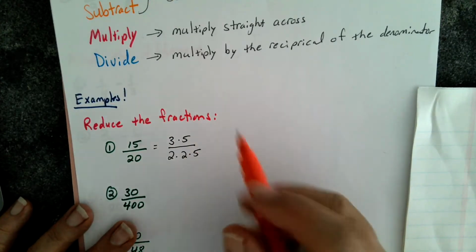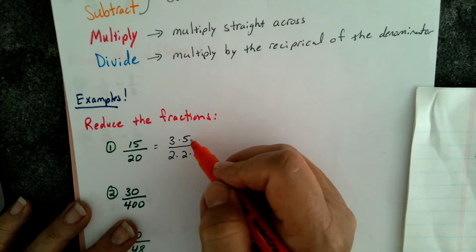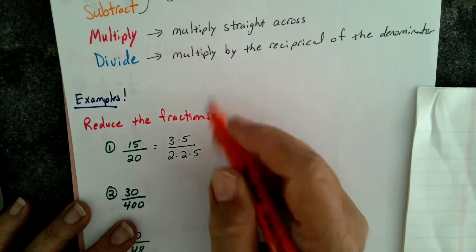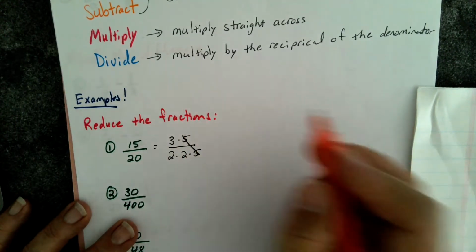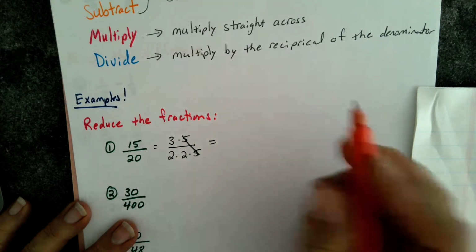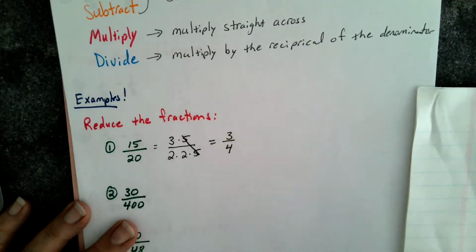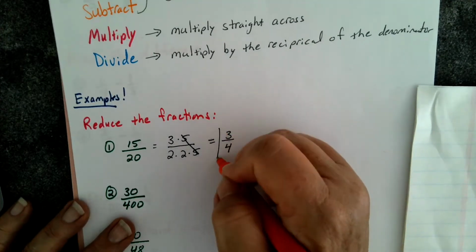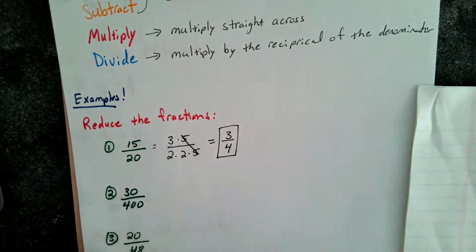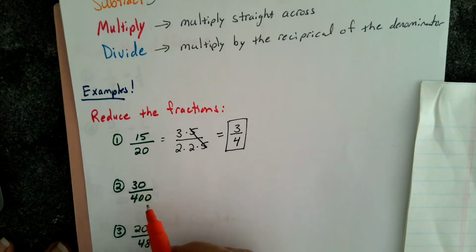And then you want to cancel like terms. So I have a 5 in the numerator, and I have a 5 in the denominator. Those 5s will cancel. Nothing else will. So my reduced fraction is 3 over 4. So that would be my answer for the reduction. We're going to do it again with 30 and 400.